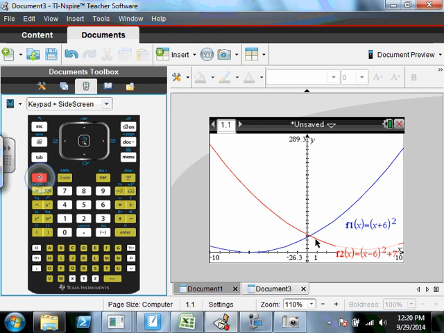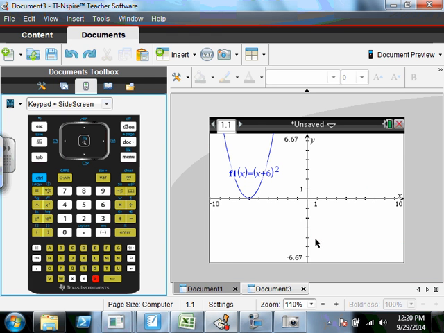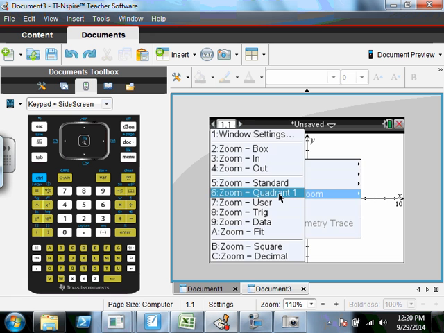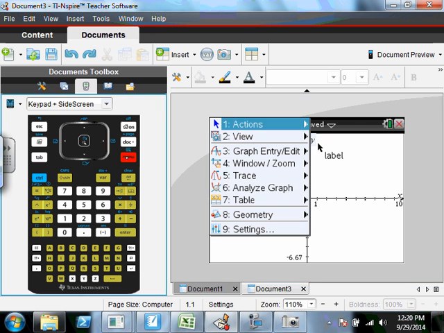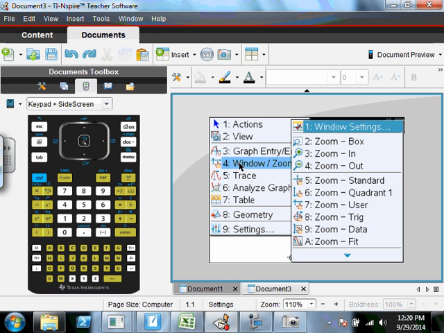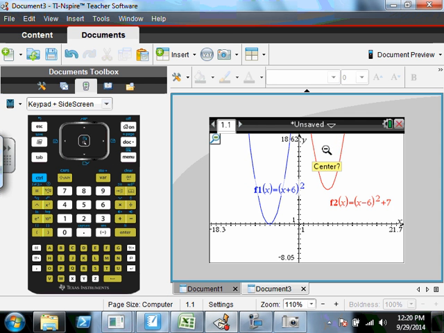Let's try that. I'm going to undo what I just did. Let's try zooming out. Menu, window, zoom out. I got to tell it where to zoom out from. I want to zoom out from up here. There we go. Okay. How do those graphs differ?